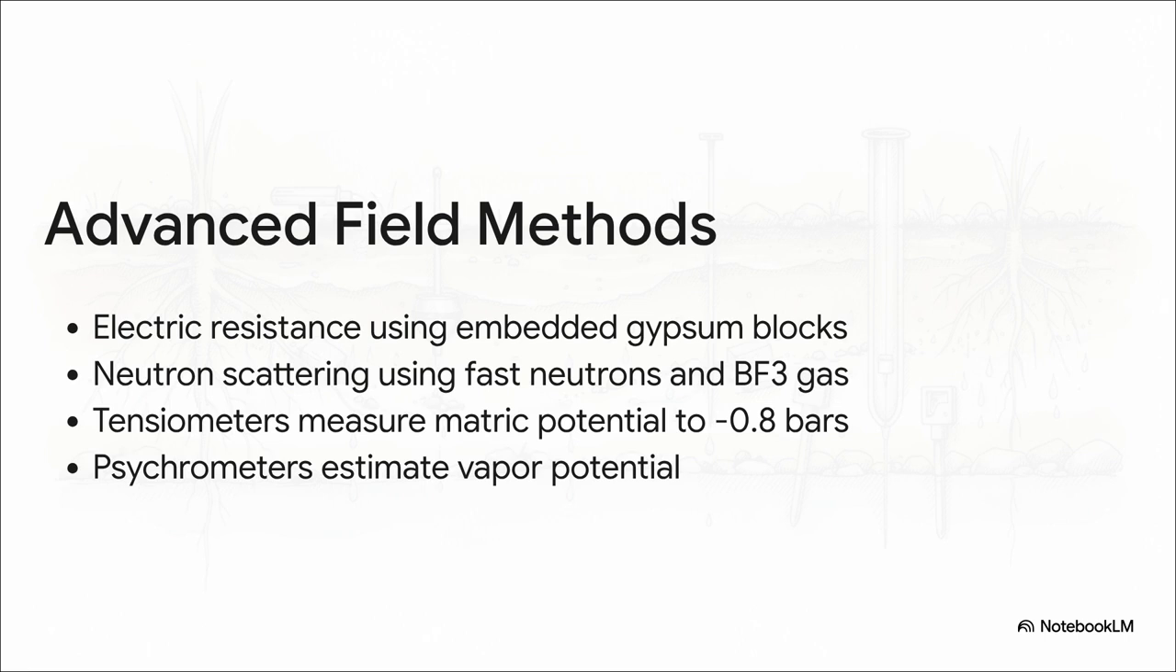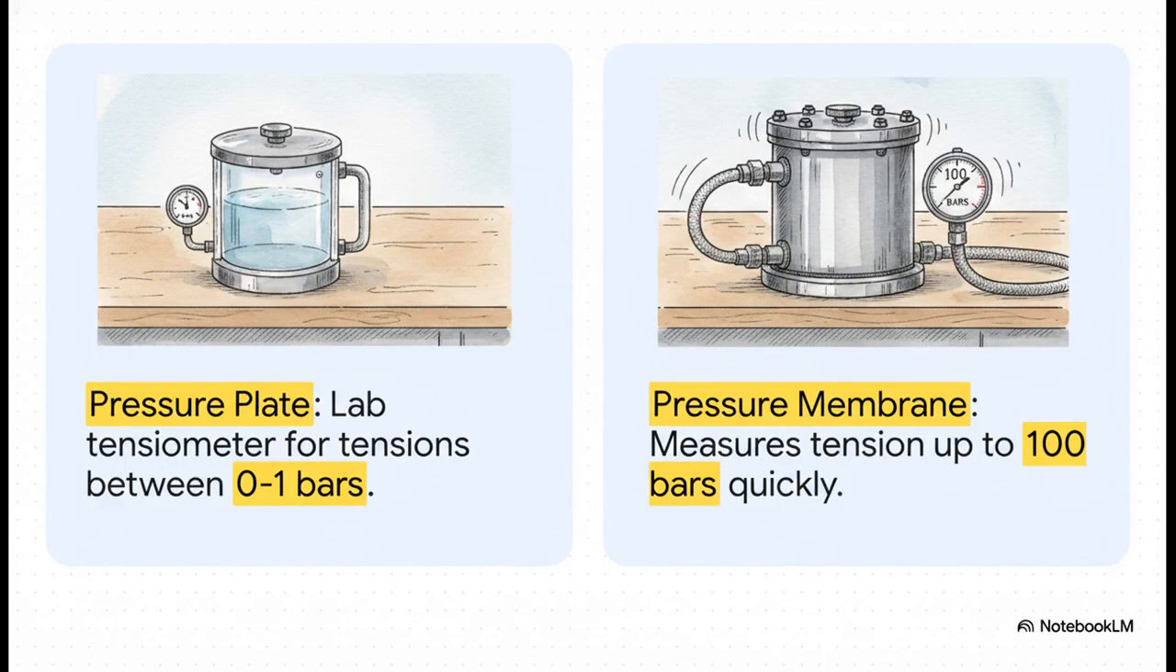Crazy science, right? Now, if you just want to measure tension directly in the field, you pop in a tensiometer. It uses a porous ceramic cup, though it tops out at a metric potential of negative 0.8 bars. And finally, the psychrometer. It uses a tiny thermocouple to find the total soil water potential by measuring vapor equilibrium in the ambient air. But what if you need to go past that negative 0.8 bar limit of a standard field tensiometer? Well, you head to the lab to extract the complete moisture retention curves.